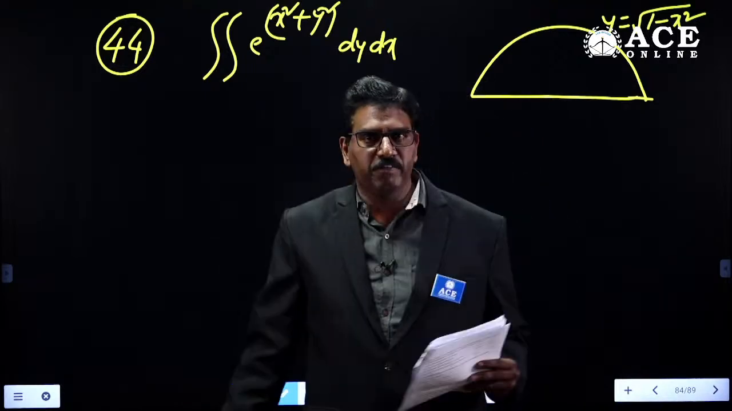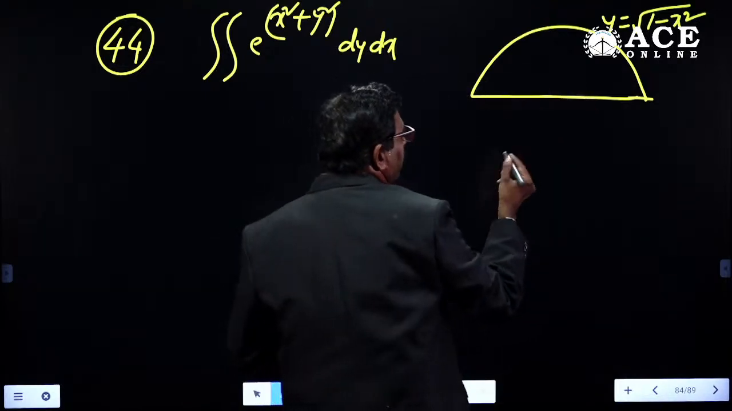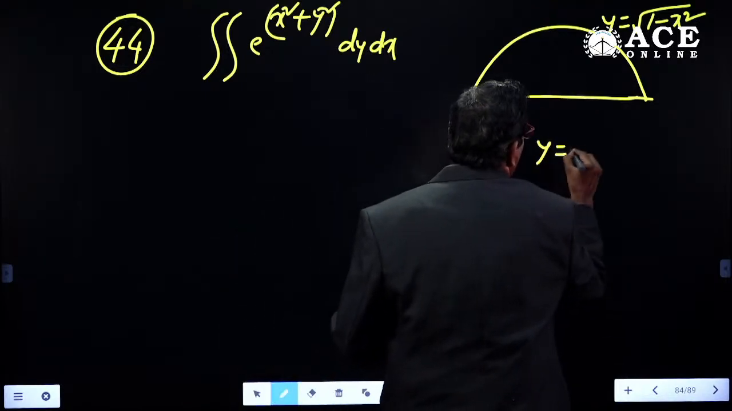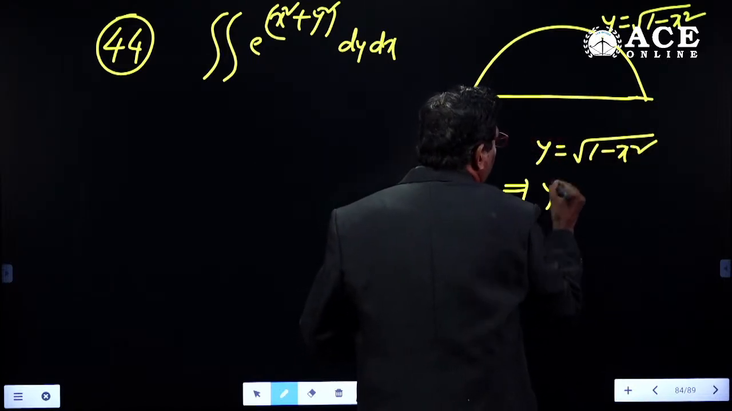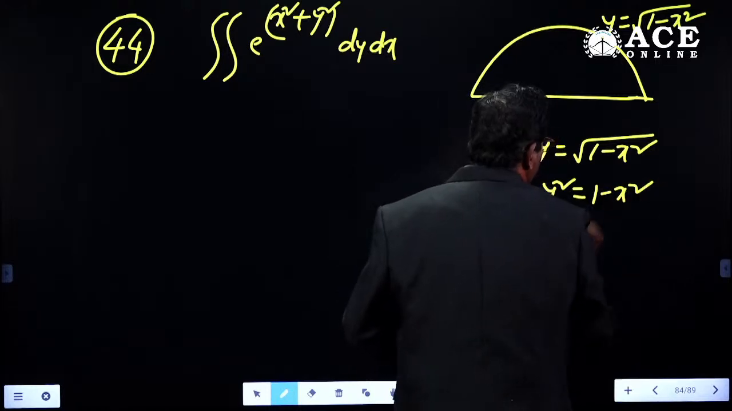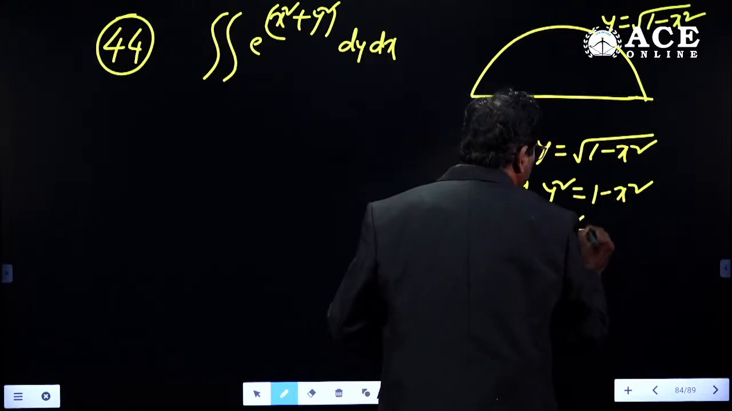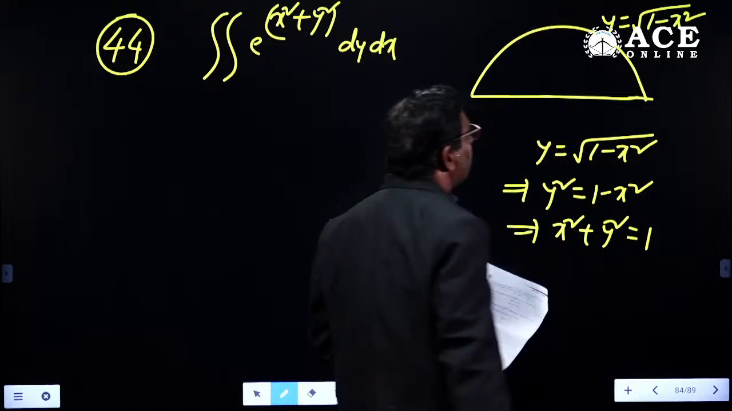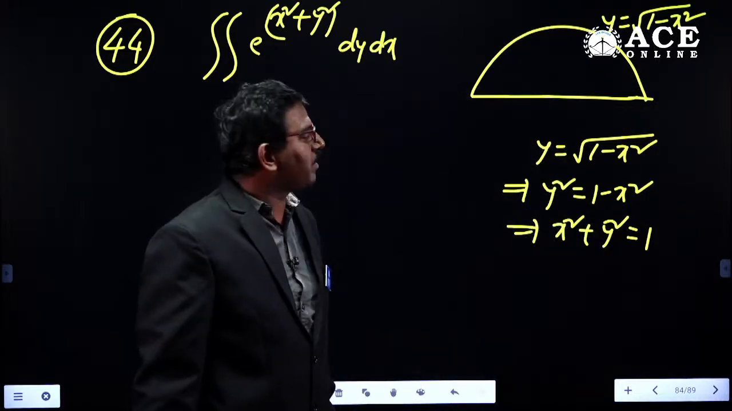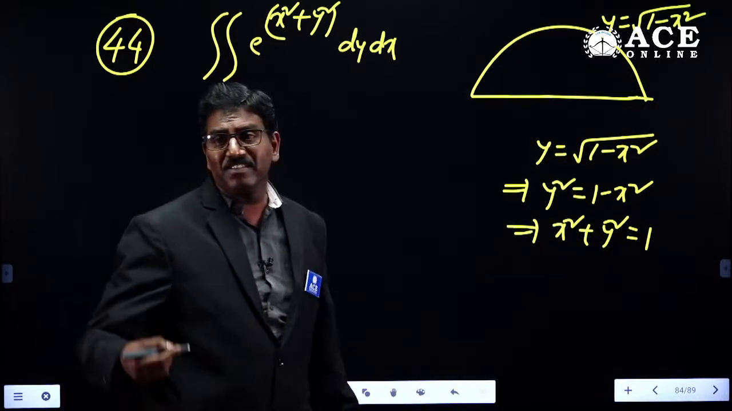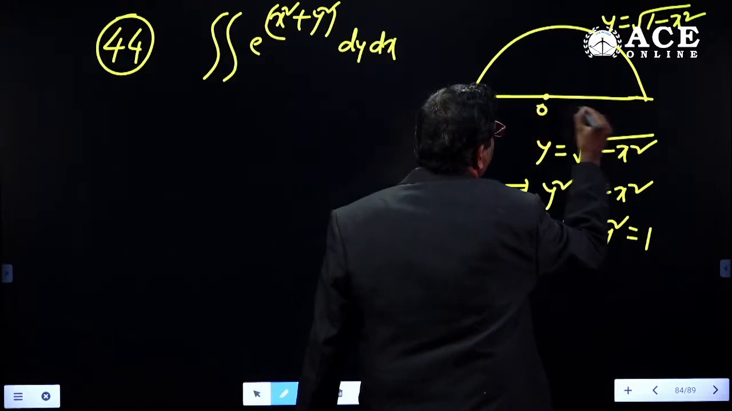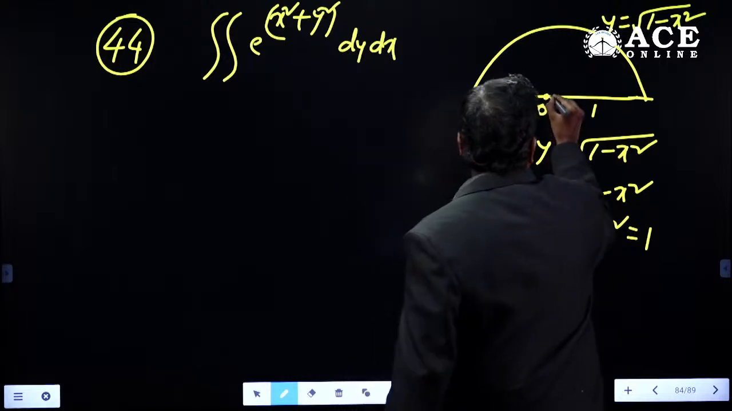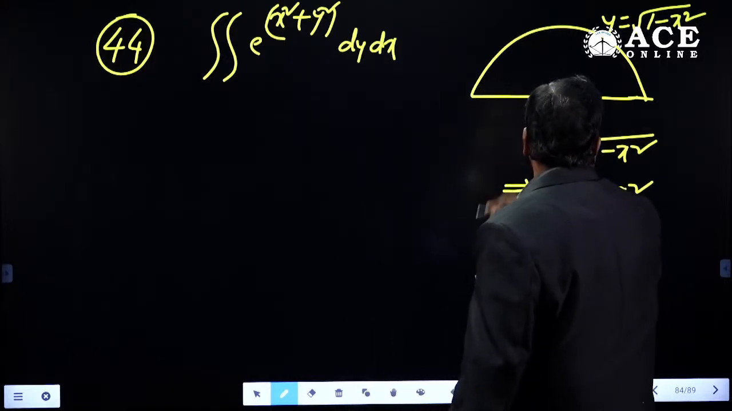Okay, y is equal to root over 1 minus x square means, simplify that curve. y square is equal to 1 minus x square. That implies x square plus y square is equal to 1. So this is a semicircle. x square plus y square is equal to 1 means the center is the origin and the radius is 1 unit. Now the center is the origin with radius 1 unit.